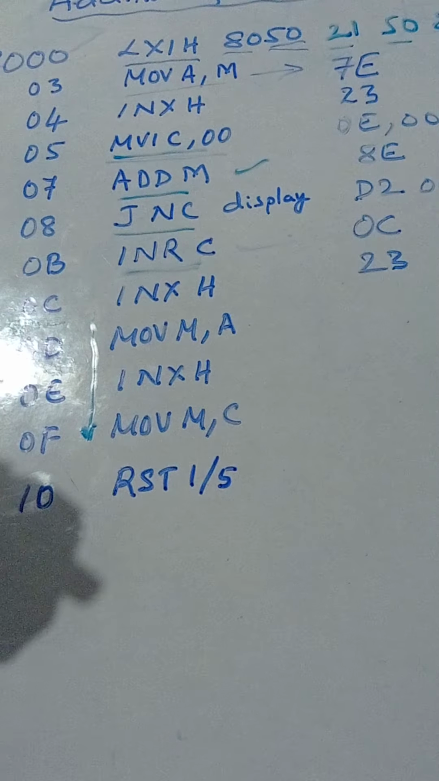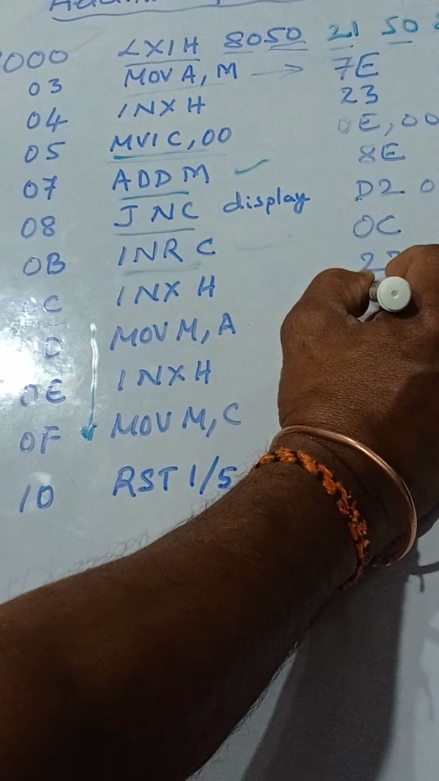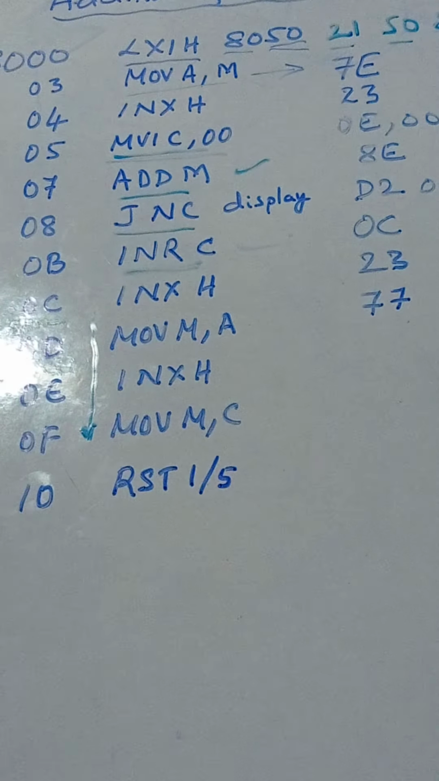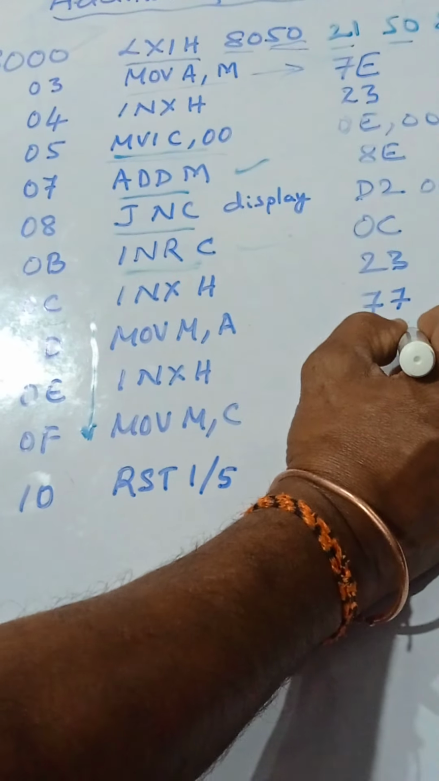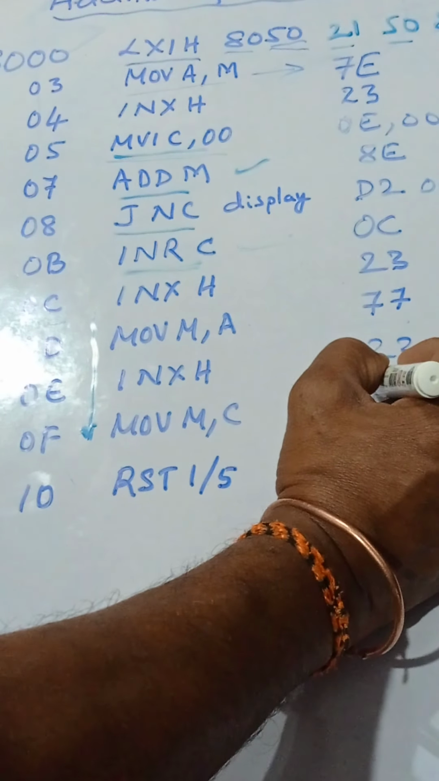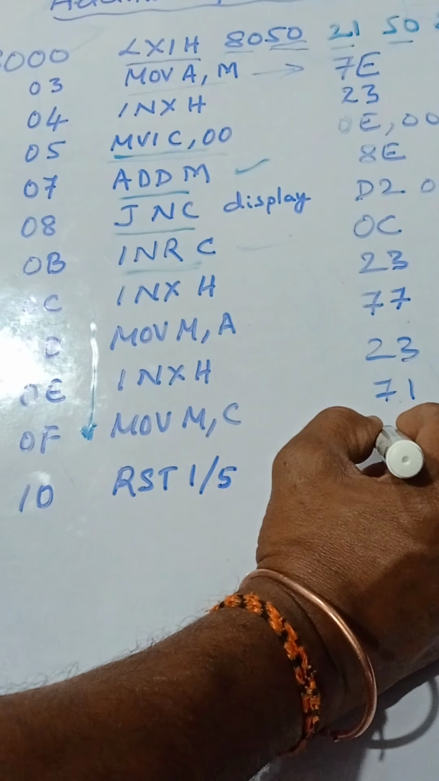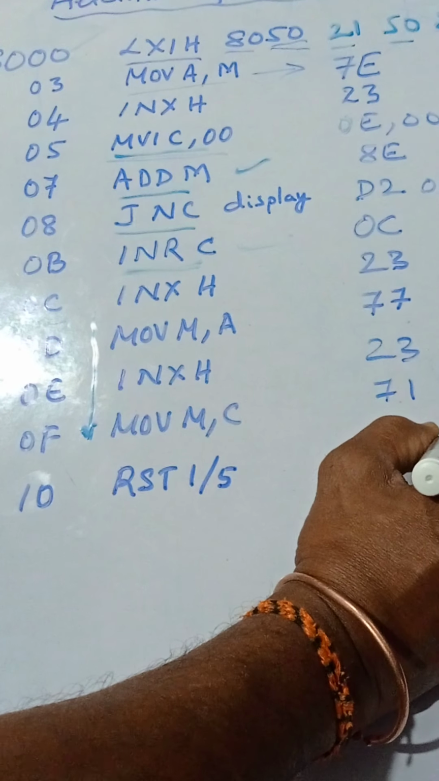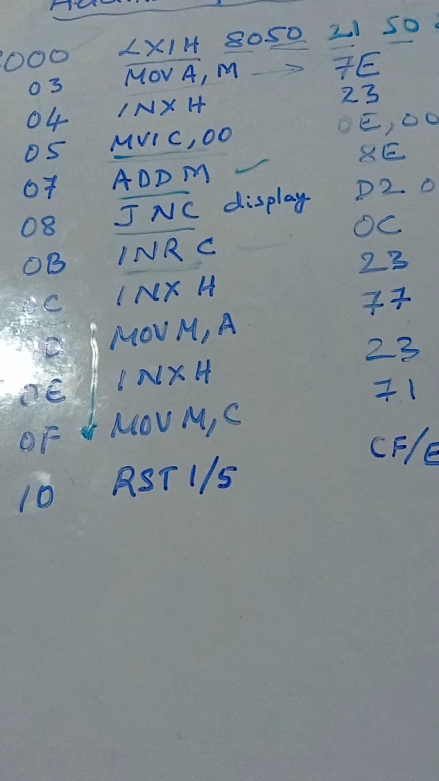is 77. INX H is again 23. MOV M, C is 71. We will be using either CF or EF as the instruction corresponding to the two kits that we'll be using.